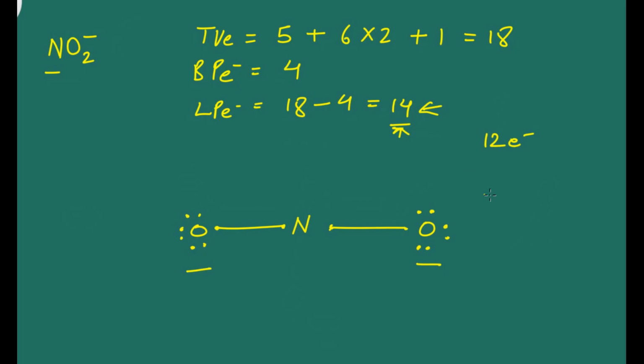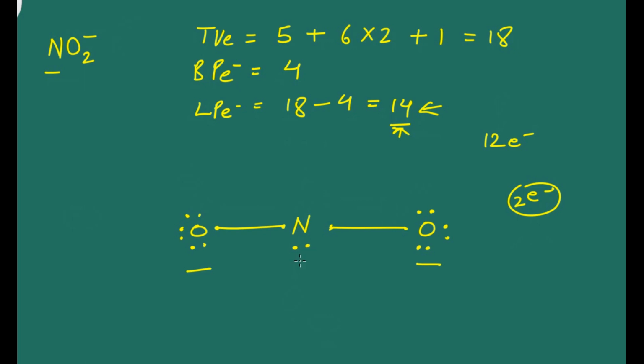So how many electrons are remaining? 2 electrons. Use the 2 electrons and give those 2 electrons to the nitrogen atom. Now we know that nitrogen forms 3 bonds and has one lone pair, right?